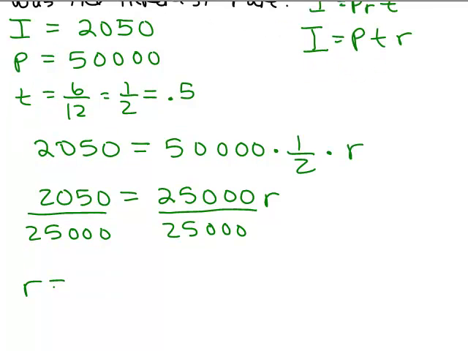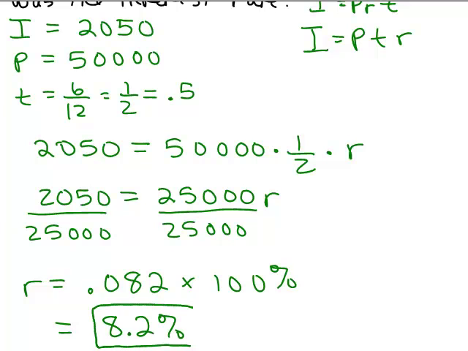All right, so what's R going to be? Well, we want to put that in our calculator. 2050 divided by 25,000. So go ahead and get out your calculator and do 2050 divided by 25,000. And I got 0.082. But we have to remember we're looking for the percentage rate, right? So we have to change that to a percent and multiply by 100%. So then that will give us 8.2%.